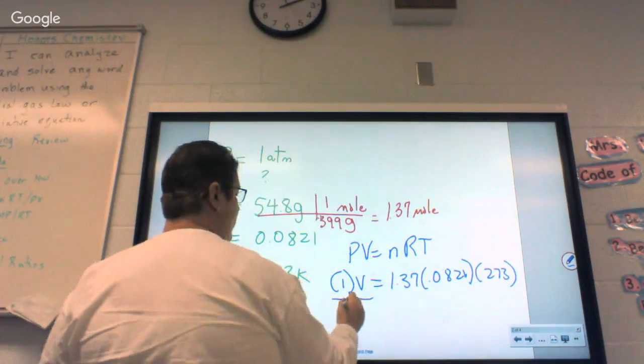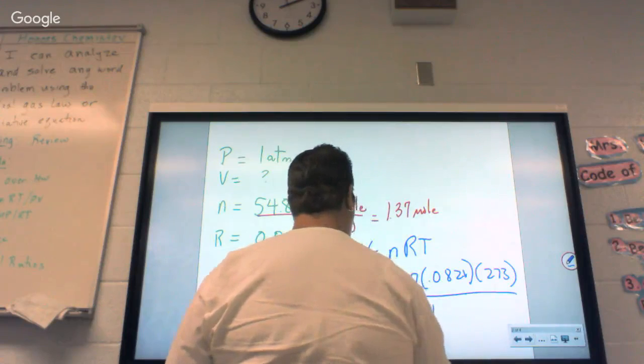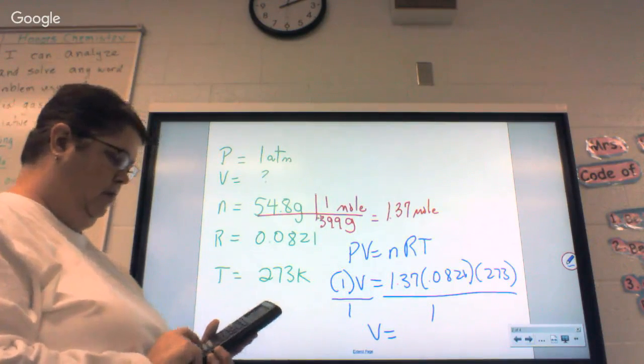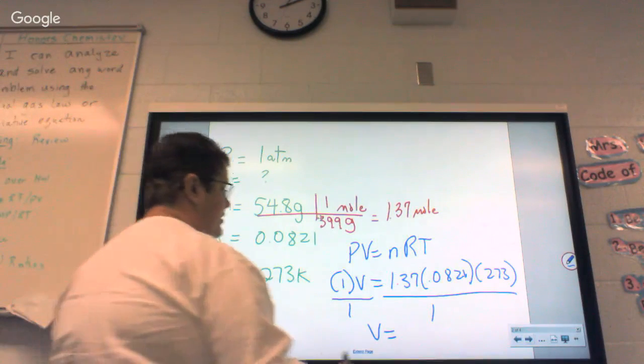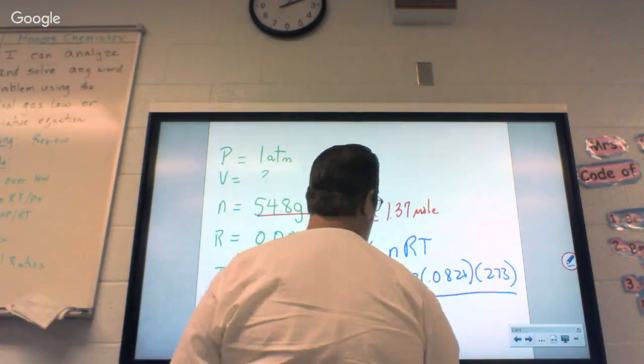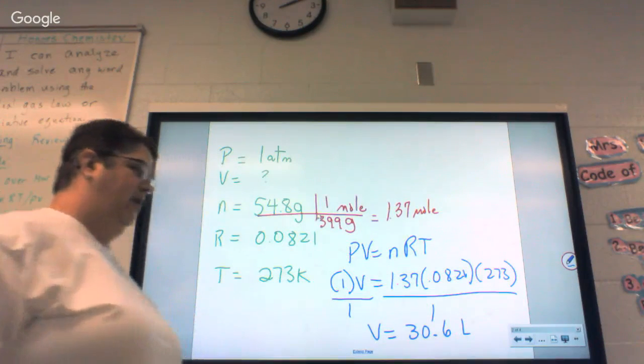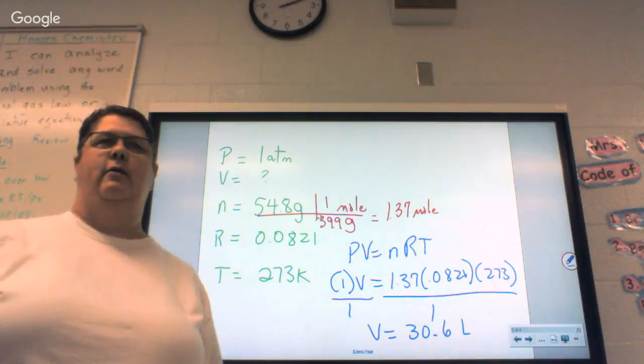All right, so we're going to divide by 1. Divide by 1, all is equal. What do we get here? I got 30.6 because I'm just lazy and don't round up. I just write whatever I see on the calculator, and I put liters on the end. Everybody okay with that?